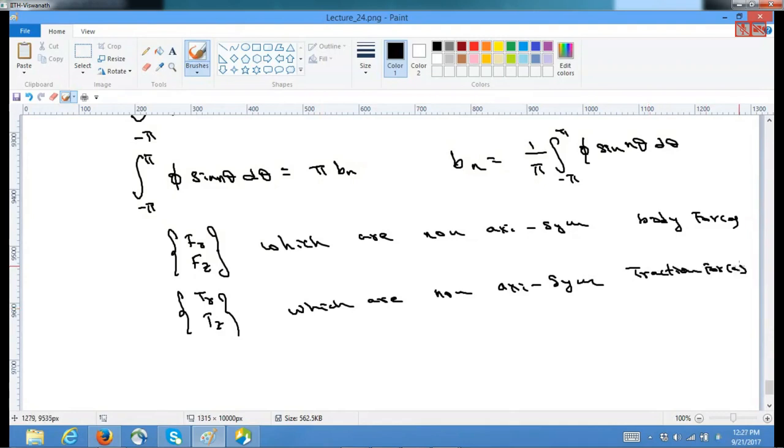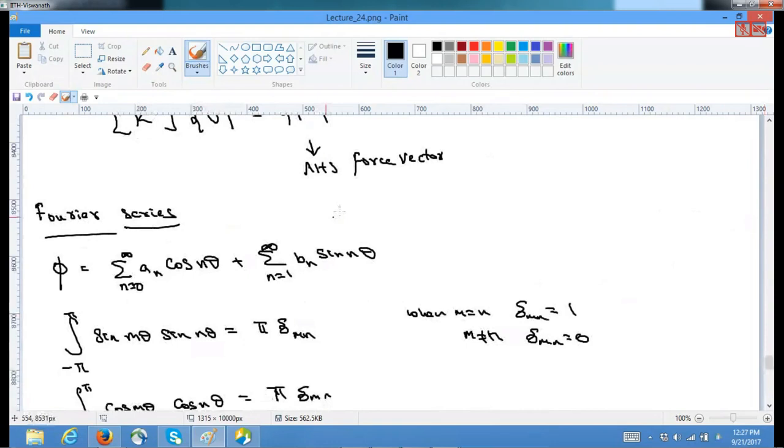In these cases, we will project them onto the basis vectors, and then using the principle of superposition, we will obtain the solution. The principle of superposition says that any given body force or traction force can be split into corresponding projections, multiplied by cos n theta and sin n theta. I just want to remind you that these are the symmetric part of the expansion, and these are the anti-symmetric part of the expansion.